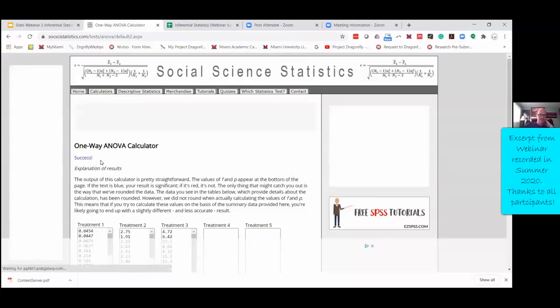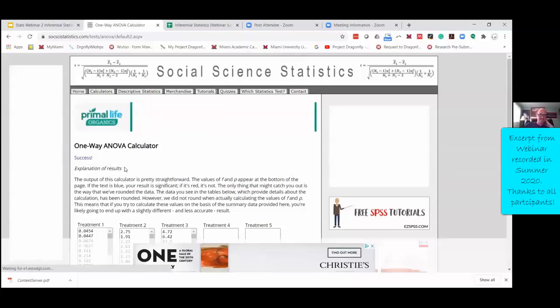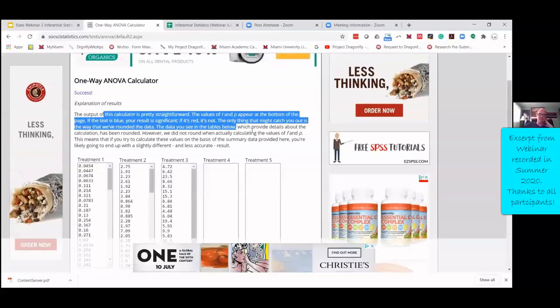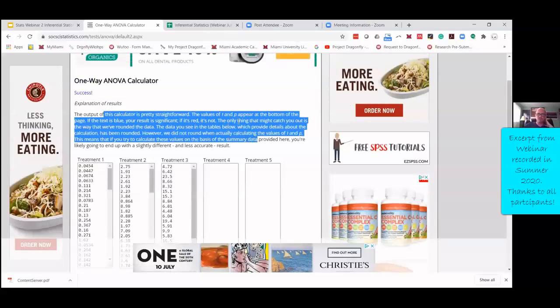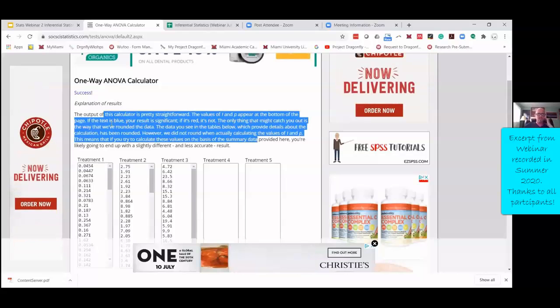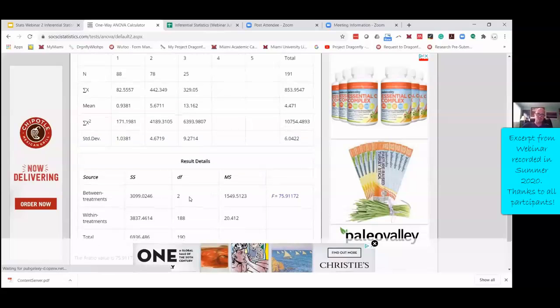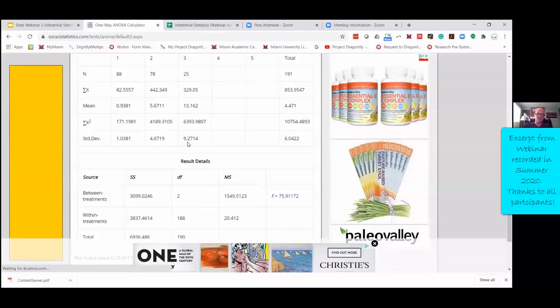And I love it when these sites have a nice blue success there. And they have an explanation here. You can read it. They're going to give a p-value at the bottom. If your text is blue, your result is significant. If it's red, it's not. And it gives you a data table here. This is actually how you would calculate an ANOVA by hand, how you would do the stats. So again, I'm not getting into that. It gives standard deviation for the different groups.